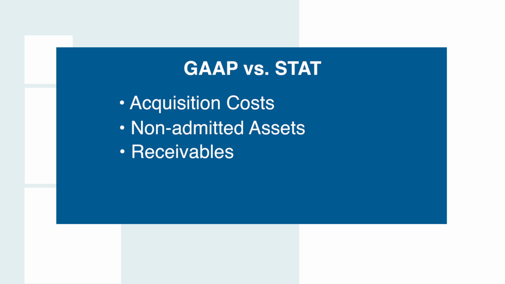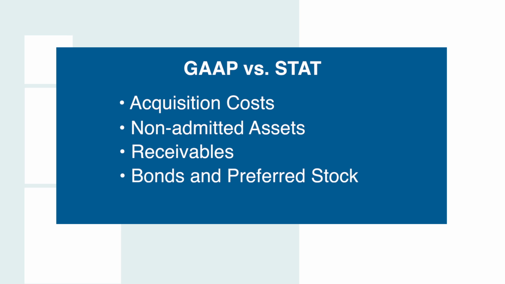Receivables. Under statutory accounting, receivables 90 days past due must be not admitted, similar to office furniture. Under U.S. GAAP, an allowance for uncollectible receivables would be established and would be based on historical performance.